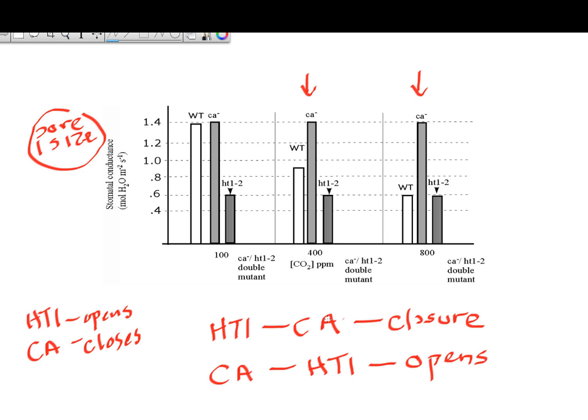So let's look at this one first. Let's look at possibility 1 first. If Ca's relationship to closure is that it closes, so I get to draw an arrowhead.